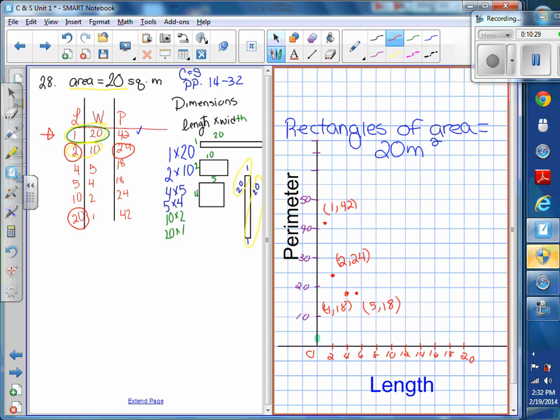And then 10 by what? 24. 10 by 24. The length of 10 is a perimeter of 24. So right about here. And then the last one, 20 by 42. 20 by 42. So right here. That's 30. That is like 48, isn't it? Yeah. Oh, okay. Up one more. Thank you. Yeah, I'll move that. Well, on the smart board, I can just pick up the dot and move it.